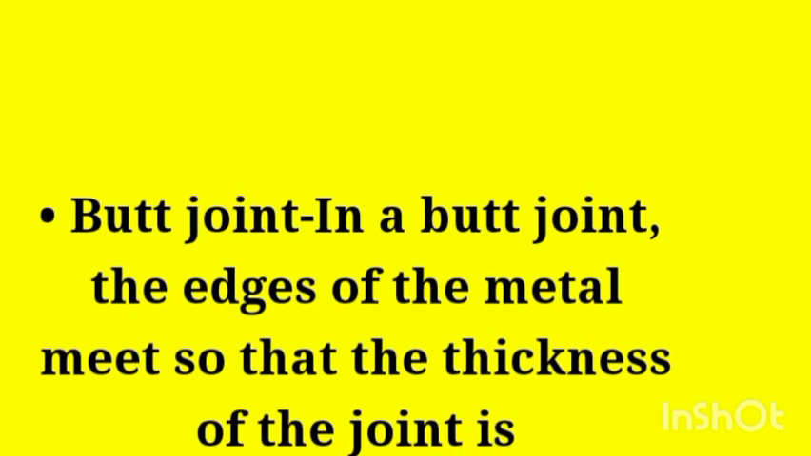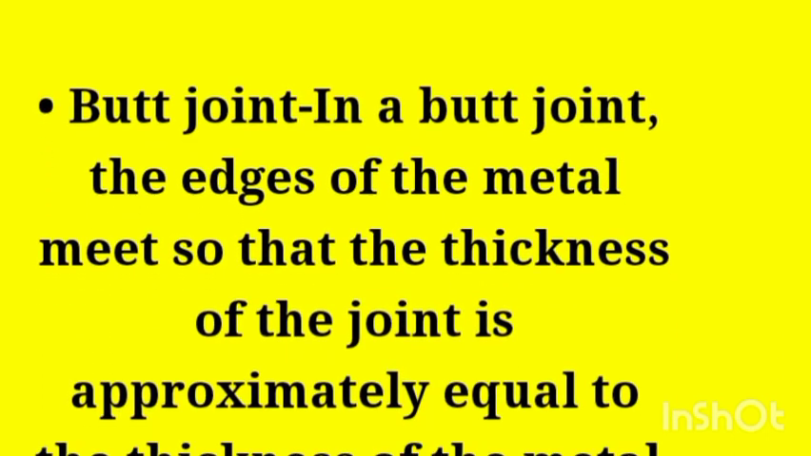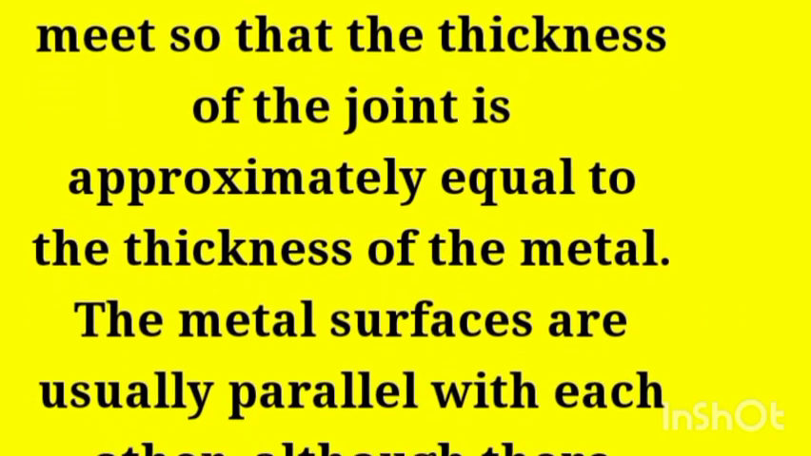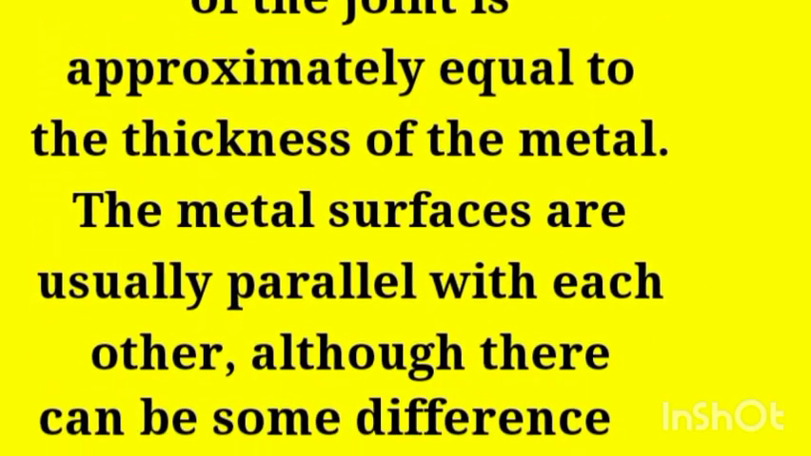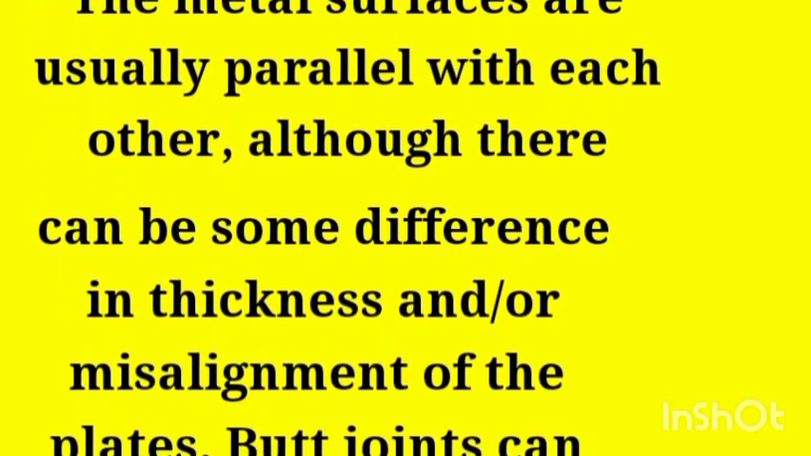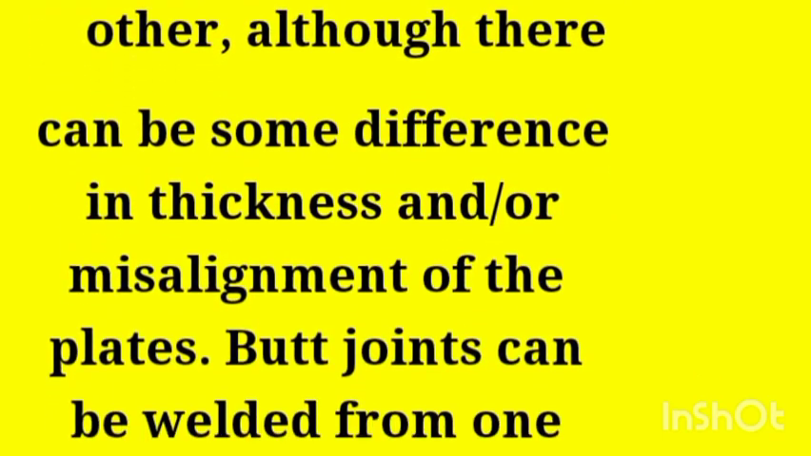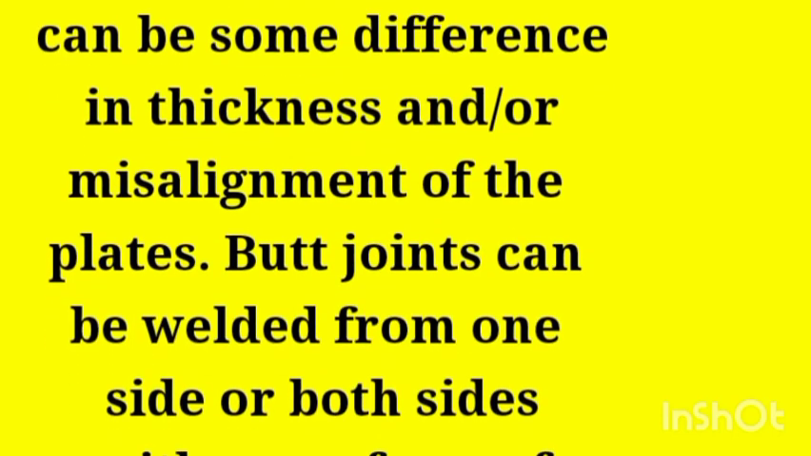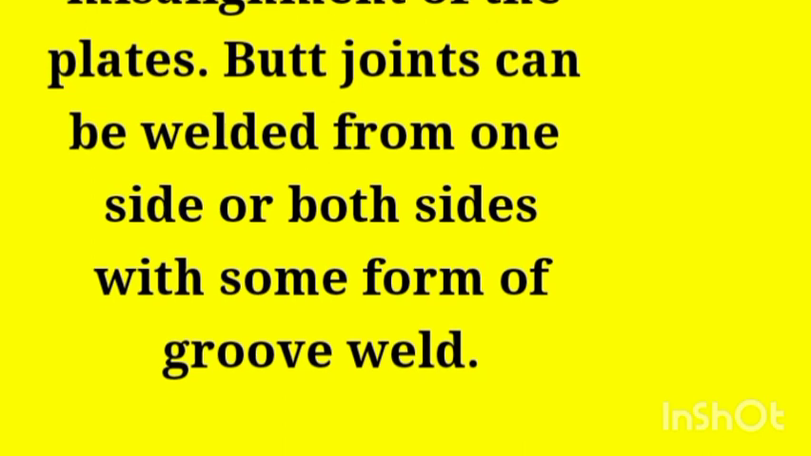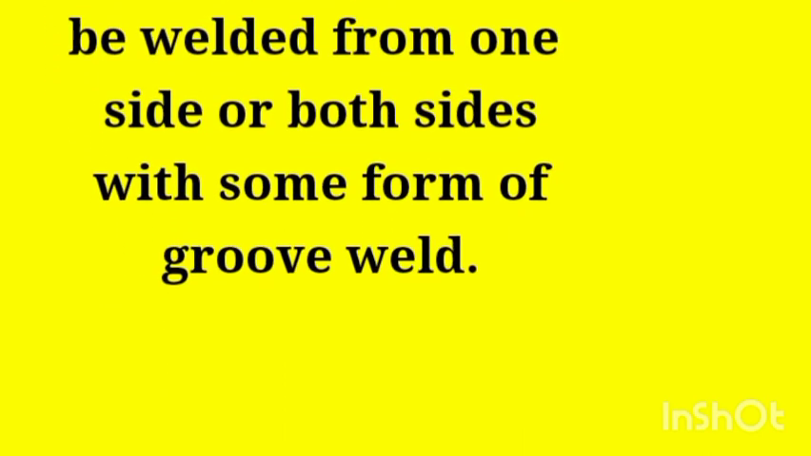Butt joint. In a butt joint, the edges of the metal meet so that the thickness of the joint is approximately equal to the thickness of the metal. The metal surfaces are usually parallel with each other, although there can be some difference in thickness and/or misalignment of the plates. Butt joints can be welded from one side or both sides with some form of groove weld.